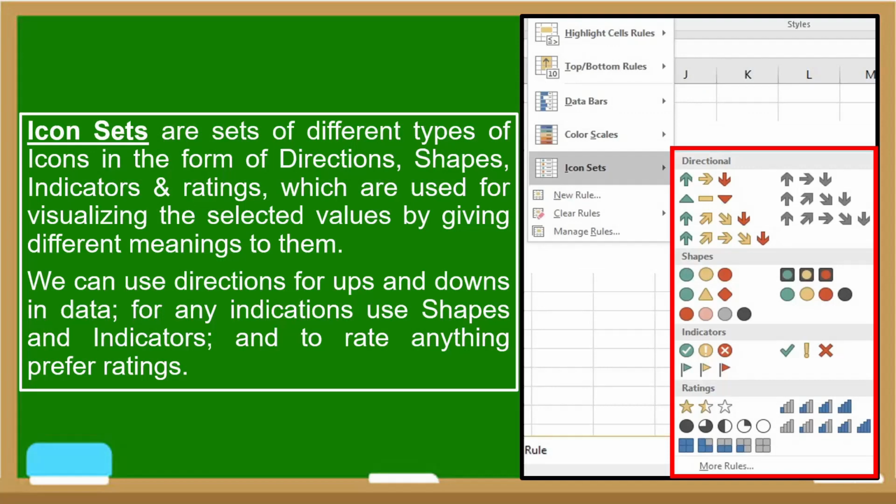The last option of preset conditions under conditional formatting are icon sets. These are sets of different types of icons in the form of directions, shapes, indicators, and ratings, which are used for visualizing the selected values by giving different meanings to them. We can use directions for ups and downs in data. For any indications, use shapes and indicators, and to rate anything, prefer ratings.